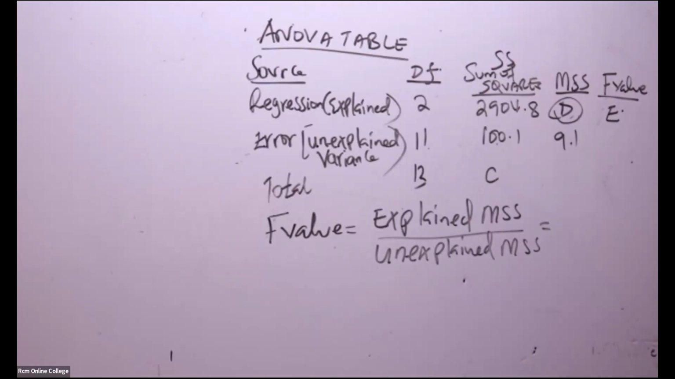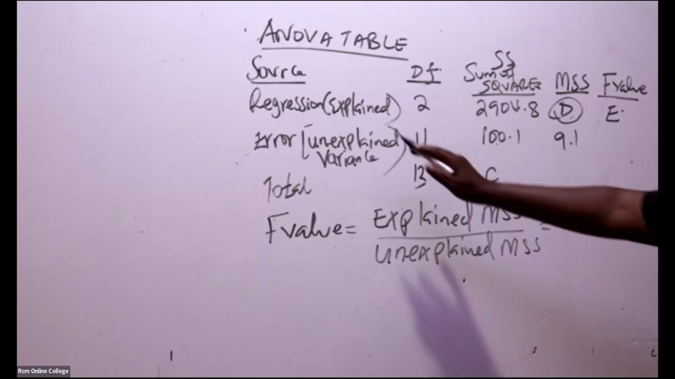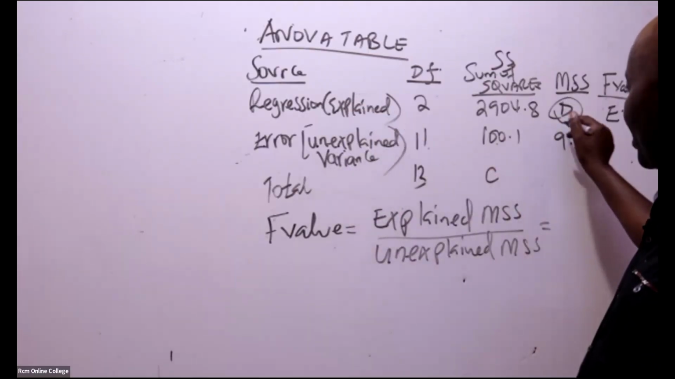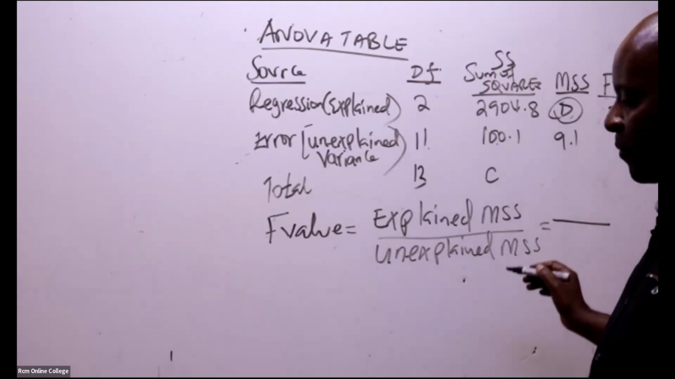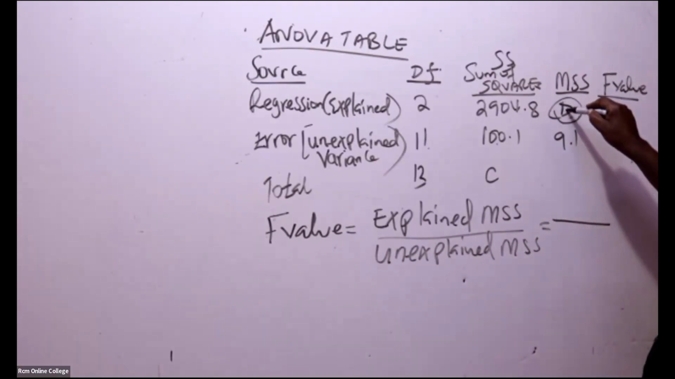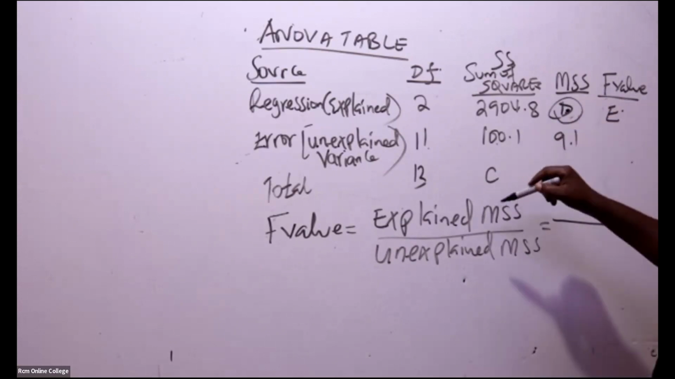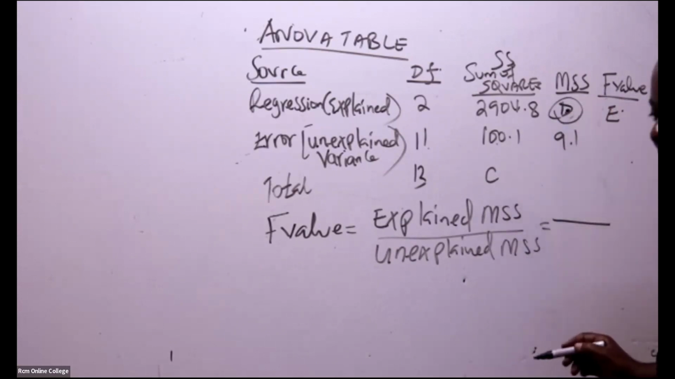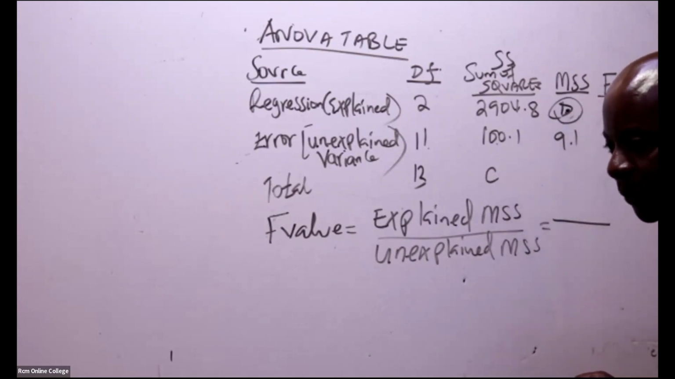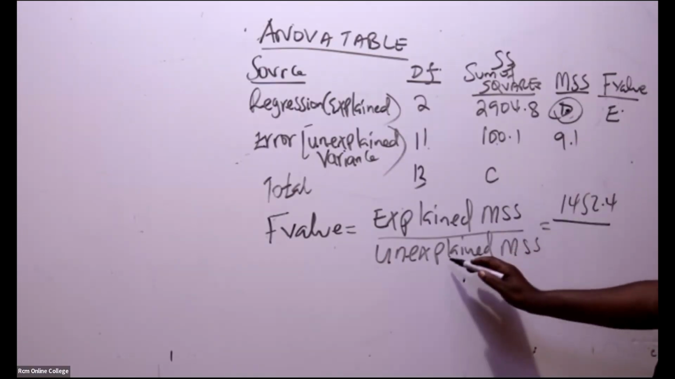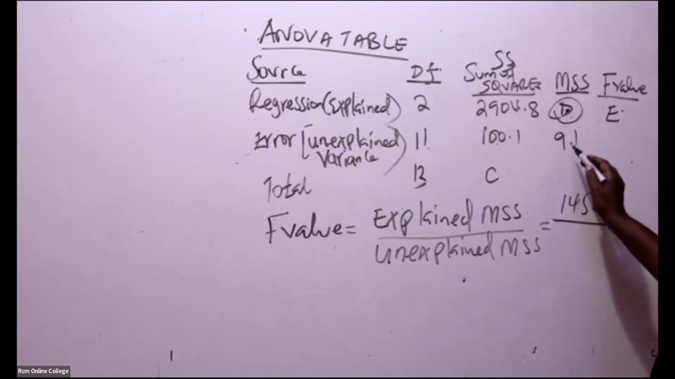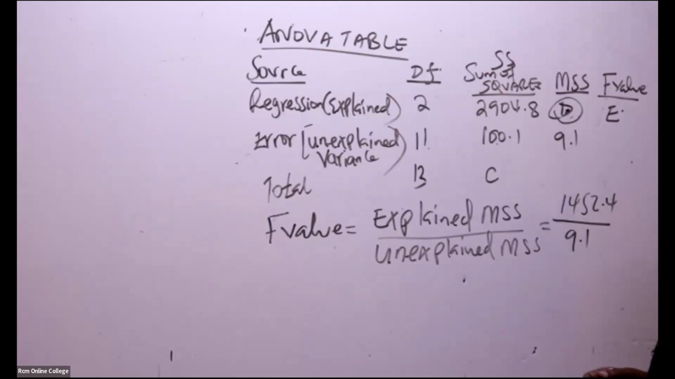So anytime they want us to give them this F ratio or F value, we shall take this regression mean sum of squares, the one that you guys got here, which I rubbed, unfortunately. So D equals what? 1452.4 divided by unexplained mean sum of squares, 9.1. That will give us the F ratio.